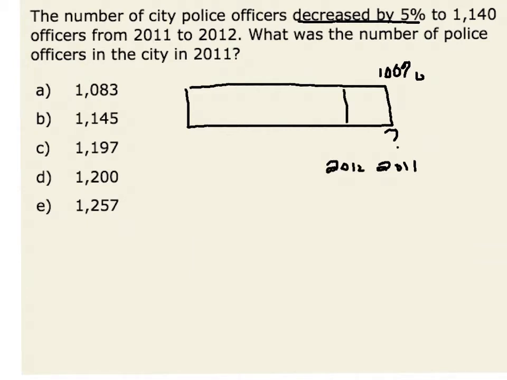So if we took away 5%, we would get our value of police officers as 1,140. What we would realize, since we decreased by 5%, is that our 2012 value represents 95% of the 2011 value, or 95% of the original value.